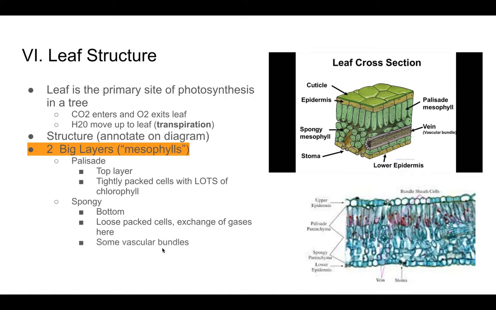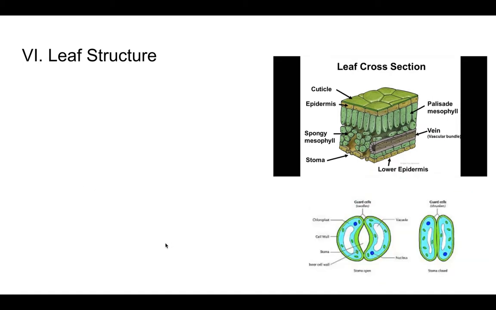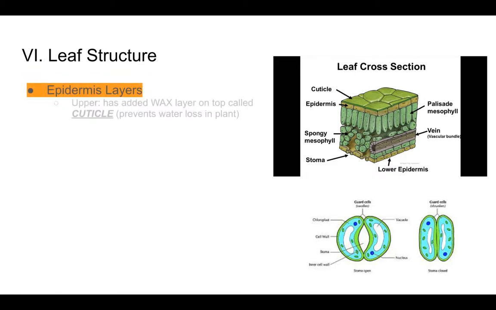There's also something called a vascular bundle in this spongy mesophyll. We're going to come back to the vascular bundle and talk about that. And so you can label it in just a second. Moving forward, the next big things we need to label are our epidermis. So you have two epidermis layers. You have an upper epidermis, which is right here on the top, this slightly less green or dulled green layer. And then you have a lower epidermis.